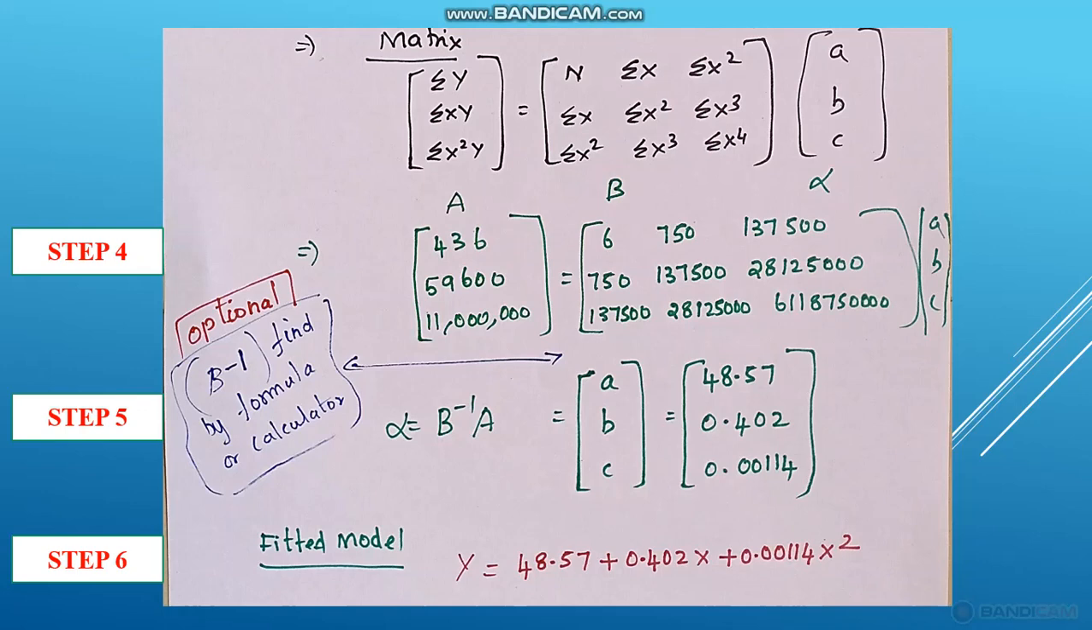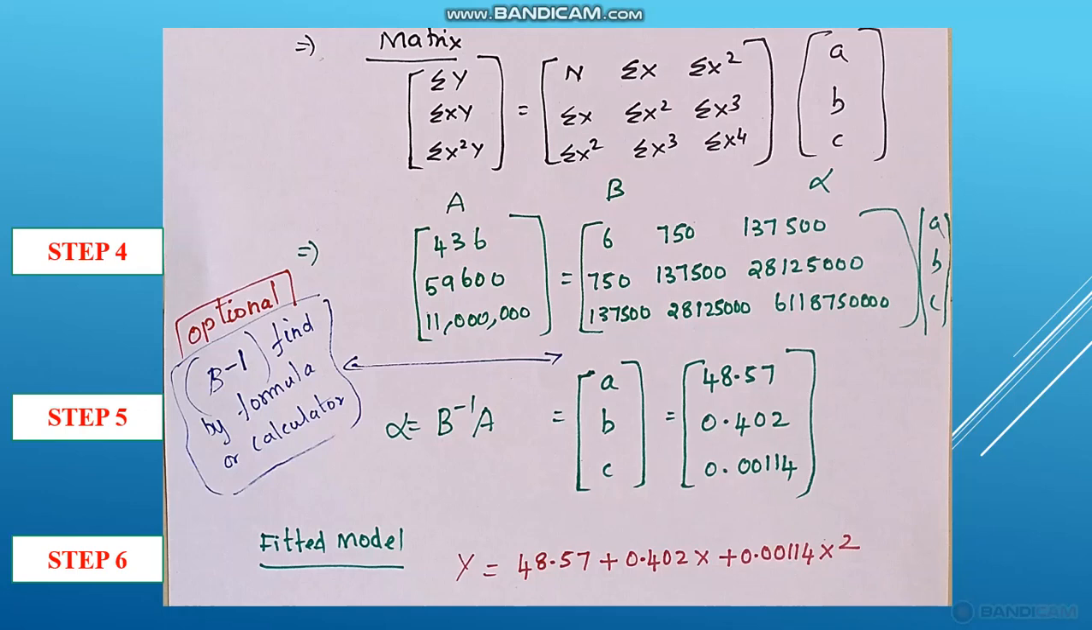The last step is you want to write the fitted model. The fitted model is y = 48.57 + 0.402x + 0.00114x². So in the last step you want to write all the parameter values in the model.